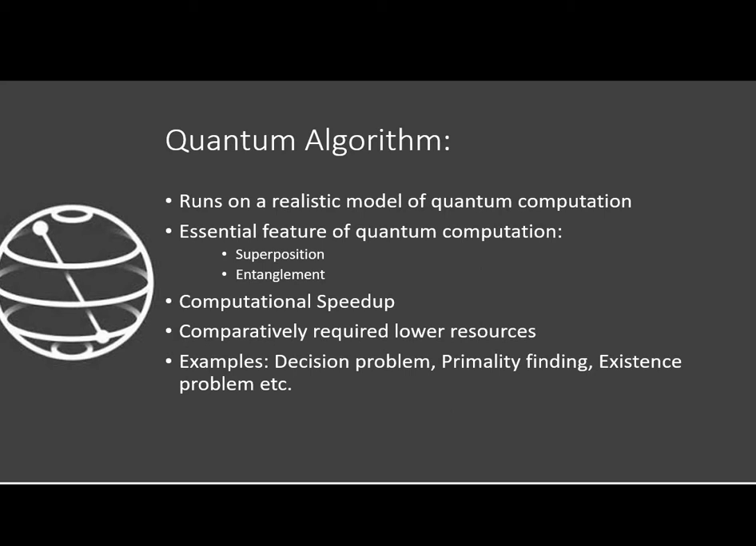So a quantum algorithm is an algorithm which runs on a realistic quantum computation. That means the model that can be implemented realistically. So the gate model quantum computer is one of them. The essential features of quantum computation are superposition and entanglement.